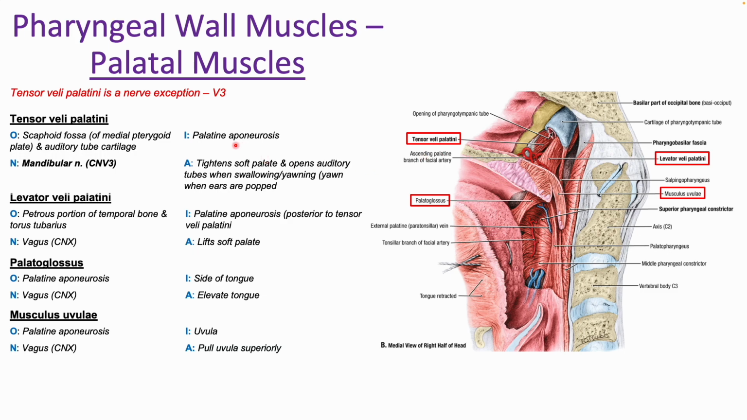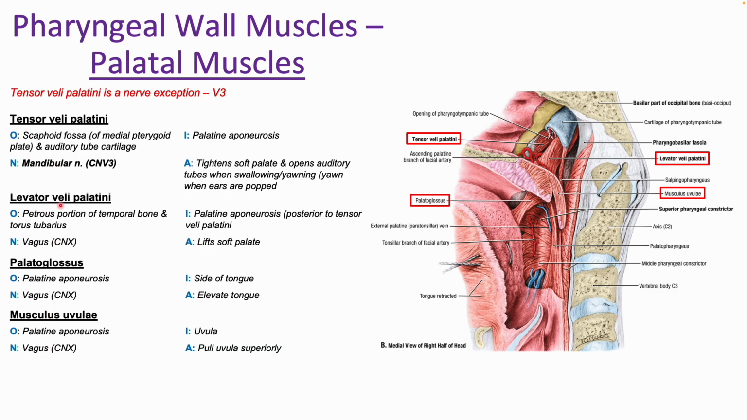Aponeurosis, we saw that in the hand as just like a supportive structure, and we also have one on our palate. The palatine aponeurosis is just this fibrous supportive structure that's going to be here, and it's going to insert on that. What it's going to do is tighten the soft palate, and it'll open the auditory tubes when swallowing or yawning or something like that. That makes sense: if you're on an airplane and your ears pop, you can yawn. That'll open up your auditory tube, and it'll equalize the pressure in your head, and that'll fix your ears from being popped.